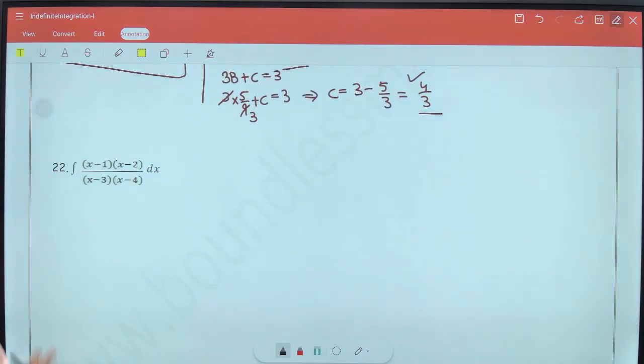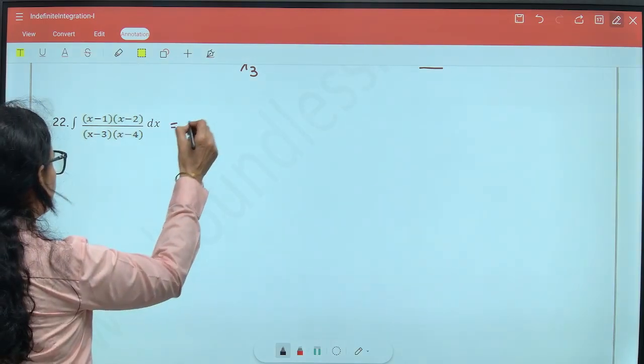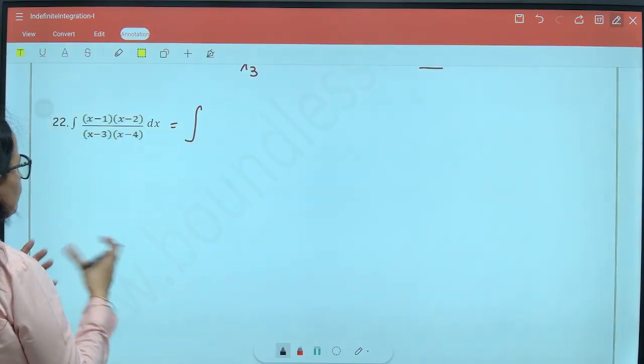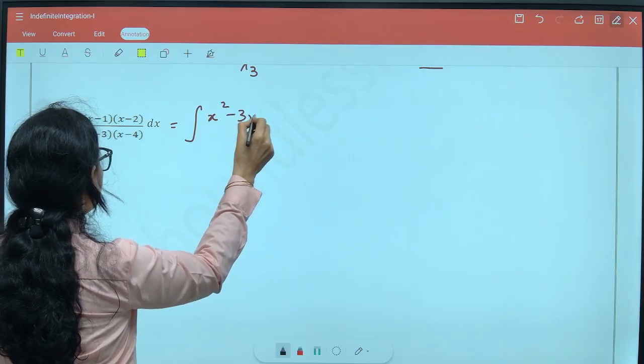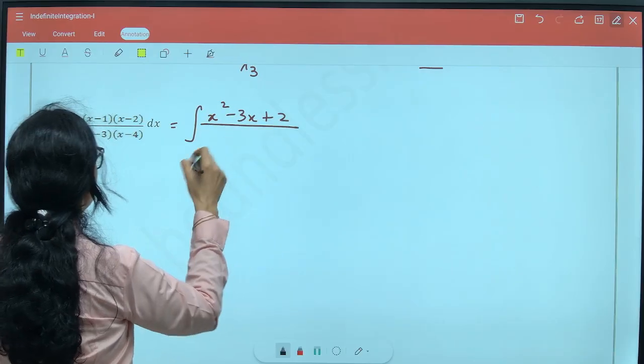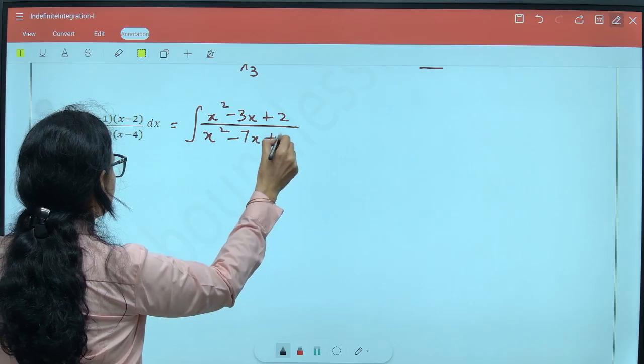Now here the question, this one is a little tricky, I will say. Even though the numerator and denominator are both in terms of linear factors, none of them can be cancelled. So what do we do? We have to somehow separate them out. So let's first club them together and then see if there is some other way to separate them out. The numerator will become x square minus 3x plus 2 upon x square minus 7x plus 12.